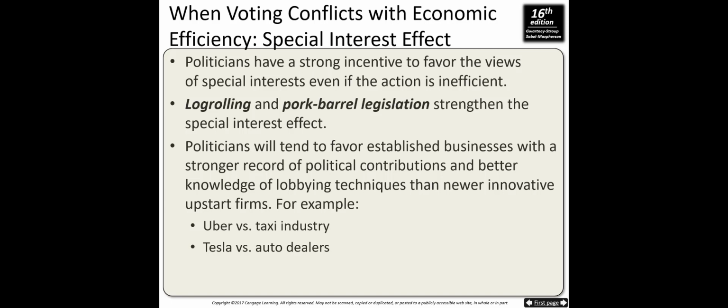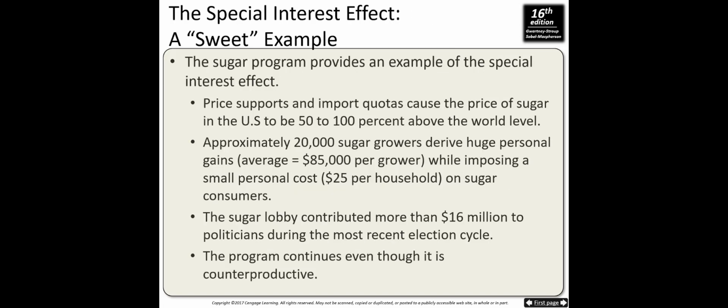That's what happened in Turkey, my home country. Uber is banned. Why? Because the taxi industry, which is the special interest group, was dominant in the politics, and then they pushed back against Uber, saying that Uber is actually not good for consumers, which is not true. Another example is Tesla and auto dealers. Here you can find the sugar example.